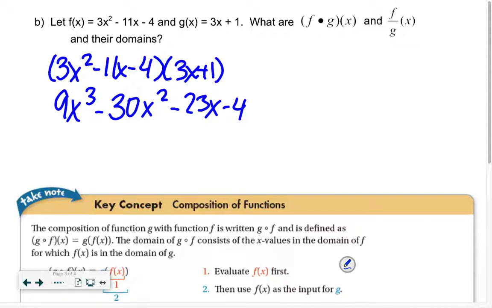Do you get the same thing? Yeah. What's my domain? All reals. There is nothing that x could equal that I would not have a y for. Okay, fun part. F divided by g, what's going on top?